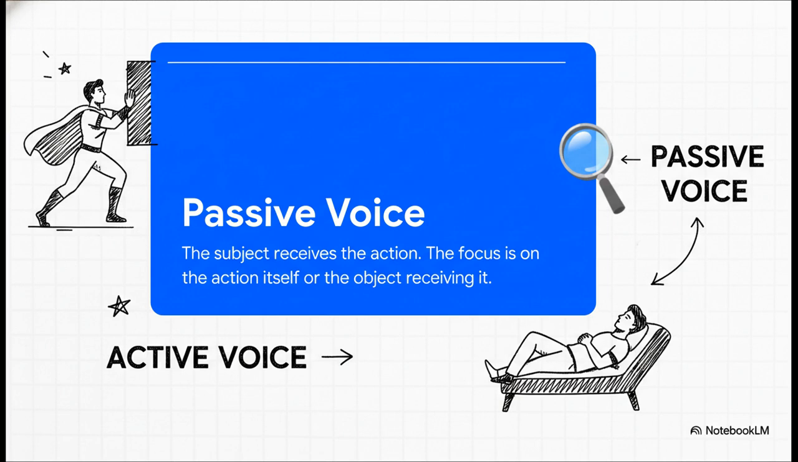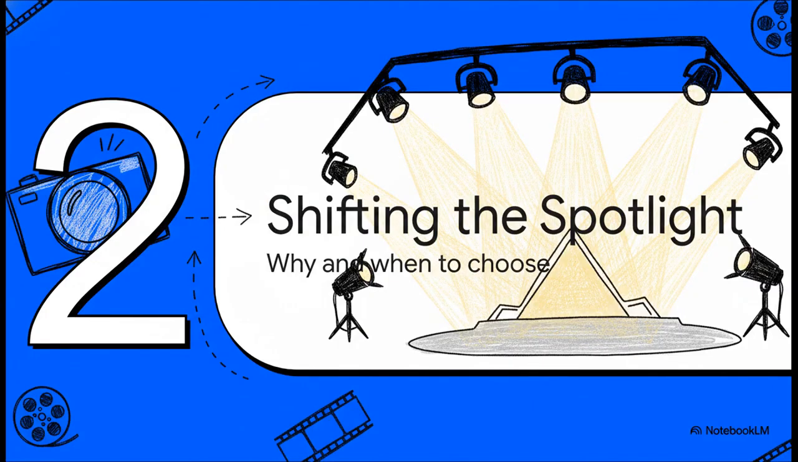But in the passive voice, the subject is the one having the thing done to them. They're receiving the action. It all boils down to a choice. As the writer, who or what do you want to put in the spotlight? The actor or the result of the action? Which leads us perfectly into our next section.